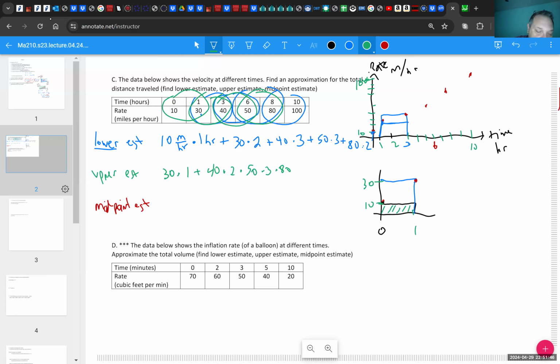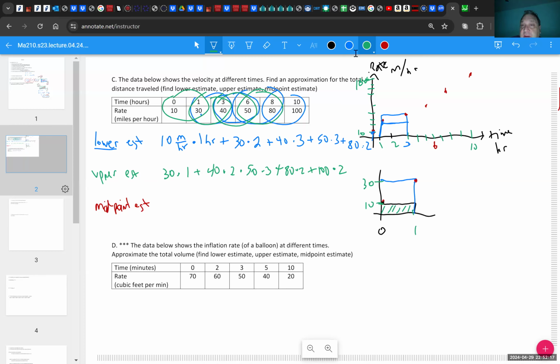Let me make sure I do this right. Plus 80 over a 2-hour interval. And the last one is the maximum of 100 over a 2-hour interval. All right. Yeah, I think I did it right. So we need to add these up.